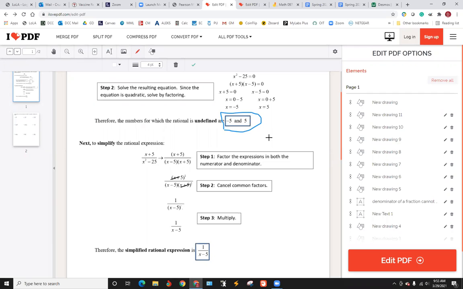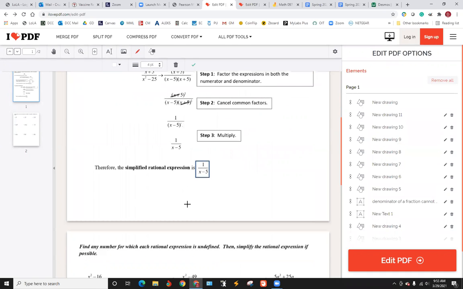Now, the reason why we factored this first is so we could see what these values were that made it undefined. Because if you see down here, once we simplify it, we don't have the x plus 5 anymore. So we don't know that x equal to -5 is going to give us an issue. Because the only thing we can see now is that 5 makes it undefined. So that's why we have to do that before we simplify. So there's the simplified expression.